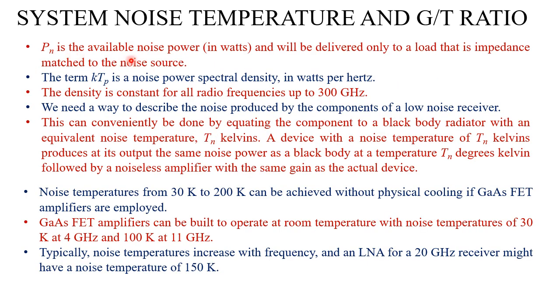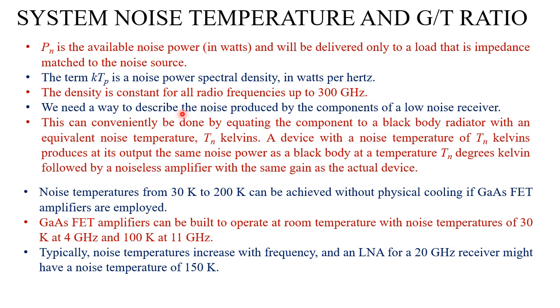So Pn is the available noise power and will be delivered only to a load that is impedance matched to the noise source. Now this term K into Tp is a noise power spectral density in watt per hertz. The density is constant for all radio frequencies up to 300 gigahertz, because 300 gigahertz is said to be the upper limit of the RF range.